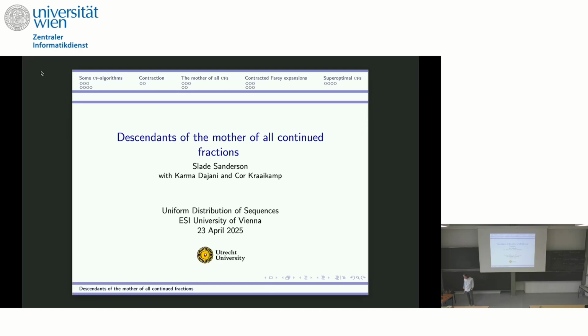So this talk will be based on joint work with both Karma and Core. We recently put a preprint on the arXiv titled Inducing Contractions of the Mother of All Continued Fractions. This gives us a method of generating a bunch of new continued fraction algorithms from one particular dynamical system. So in the first few parts of this talk, we'll be looking at this method and some of the continued fraction algorithms that are born out of this process.